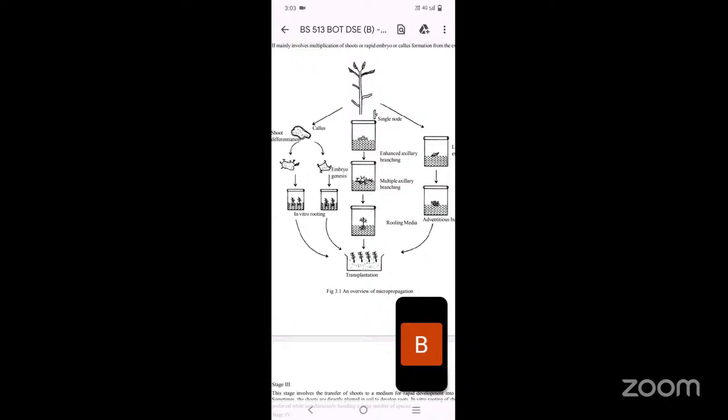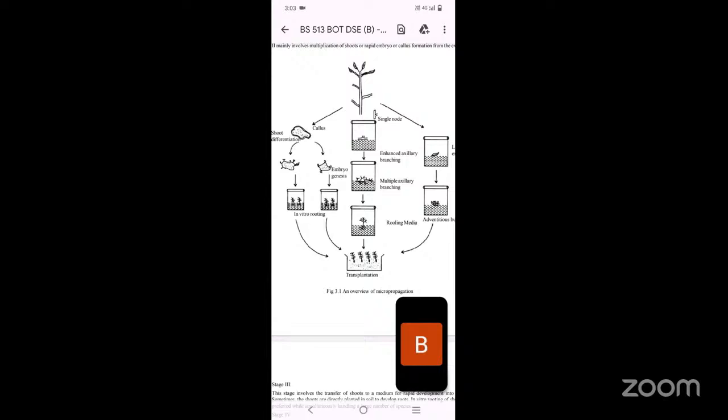Another, the last, is the fourth stage. This stage involves the establishment of plantlets in soil. This is done by transferring the plantlets from the earlier stage. The micropropagation mostly involves in vitro clonal propagation by following these approaches: axillary bud proliferation, organogenesis, somatic embryogenesis. What is axillary bud proliferation?